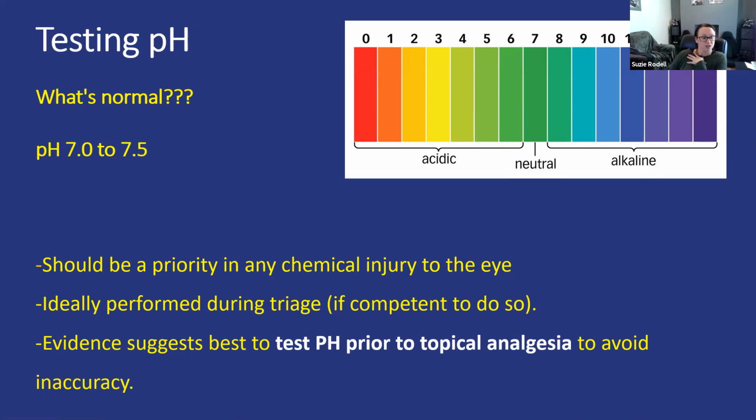Testing the pH, just to sum it up. You should think now, testing the pH is a priority in any chemical injury to the eye. Triage, get them in, triage them, get a pH. And if your triage nurses or your healthcare assistants are deemed competent or able to gain a competency, I recommend training them and explaining the procedure, assessing their competency and allowing them to do it. Pretty sure we're all typically busy doing other things when these patients come in, so it really does help. And like I said, test the pH prior to your tetracaine.